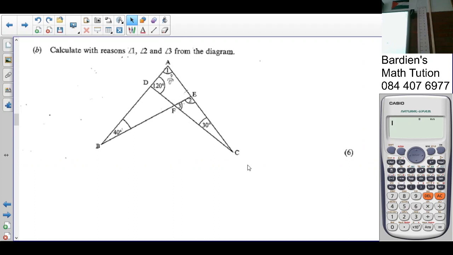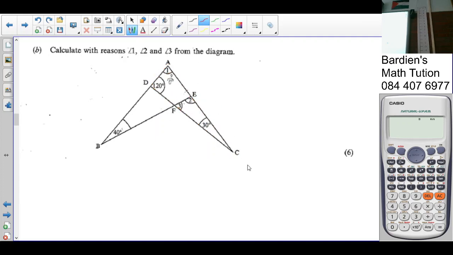Right, next, last question before we leave. Calculate with reasons angle 1, angle 2 and angle 3 from the diagram. How are you going to calculate angle 1? Look where angle 1 is. Sum of angles of a triangle. That's really simple.